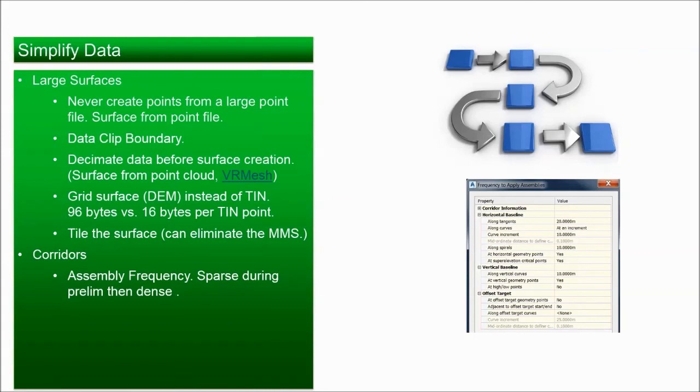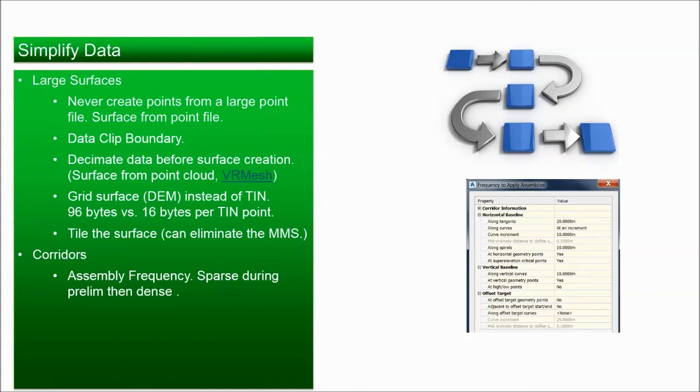Corridors, assembly frequency. If you've done corridors, you know that you can set the assembly frequency to whatever you like. The more dense you set your frequency, the more accurate and the better looking your corridor, but the worse it's going to perform. I like to use 20 meters along tangents, 5 meters along curves. That's sort of a number that I like to use. It gives me a good balance between performance and surface and corridor accuracy.